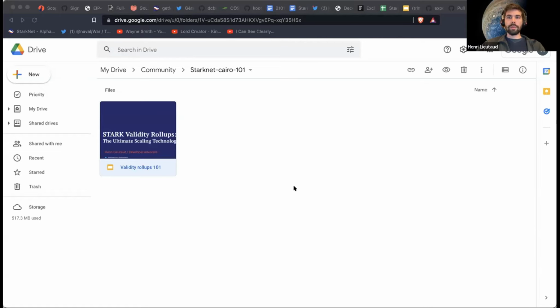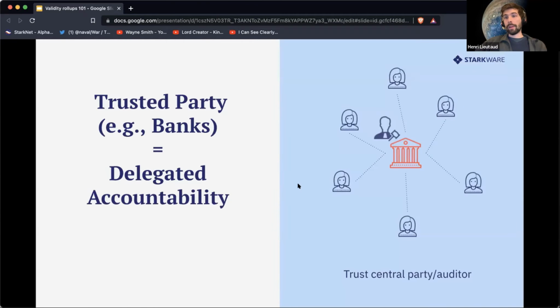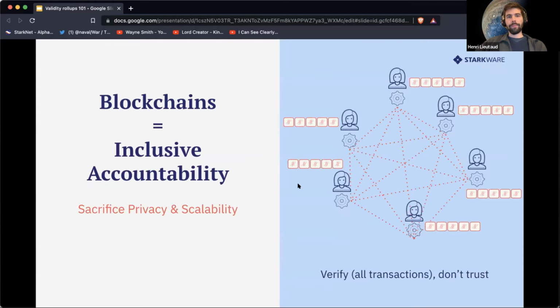When you do a transaction with your credit card, it is executed and validated by one party or just a small number of parties. So you have a trusted party, you have delegated accountability. With blockchains, you have inclusive accountability. The issue is, once again, you sacrifice privacy and scalability.